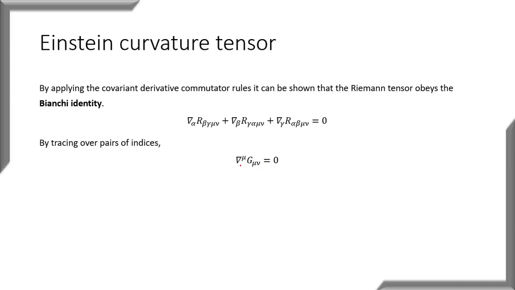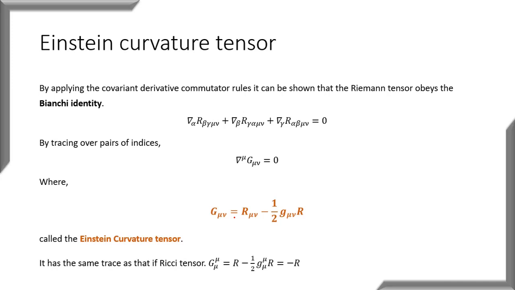Here G mu nu is R mu nu, that is nothing but the Ricci tensor, minus half into g mu nu, that is the metric tensor, into R, that is the Ricci scalar. And this expression G mu nu is called the Einstein curvature tensor. And we can again trace over the Einstein curvature tensor and we get back our Ricci scalar with a negative sign.